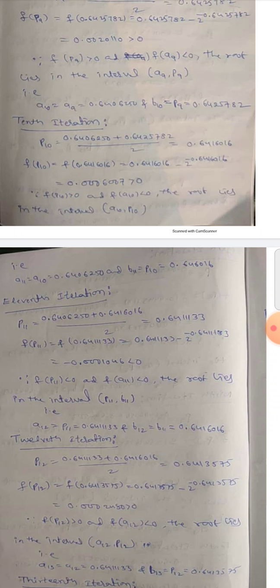11th iteration. P11 is equal to 0.640625 plus 0.6416016 by 2 is equal to 0.641113. Next, f of P11 is equal to f of 0.641113 is equal to minus 0.301046. This is less than 0.